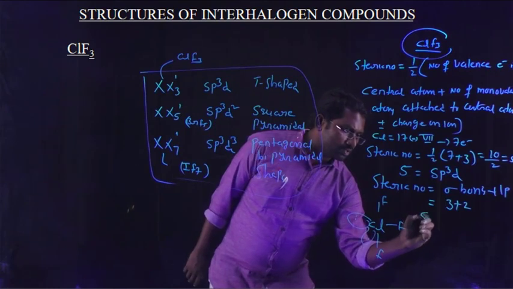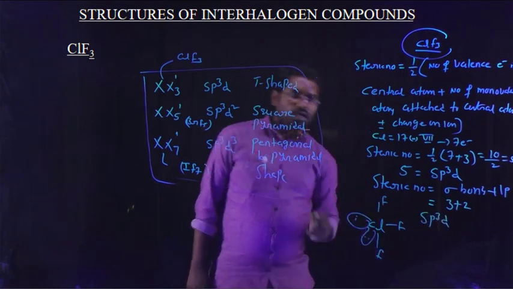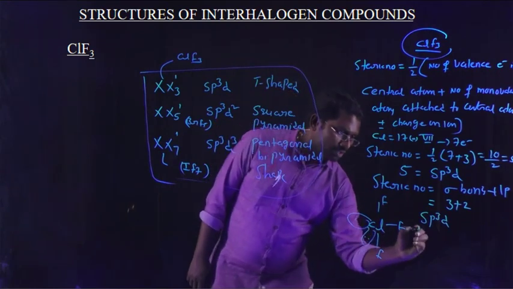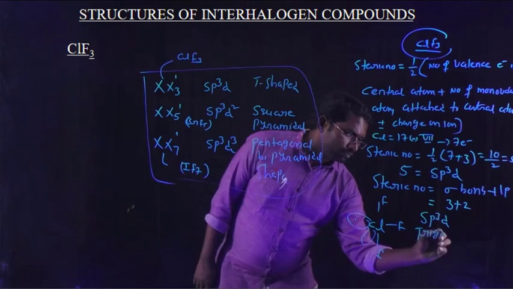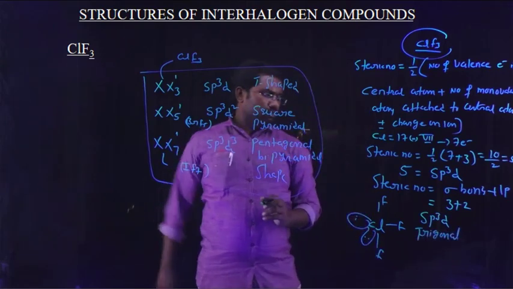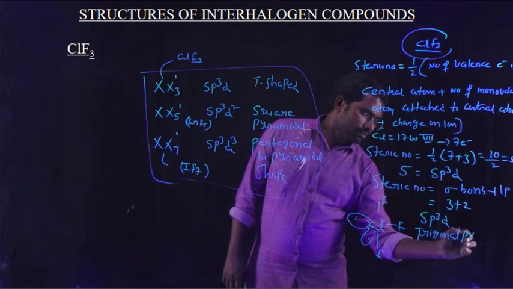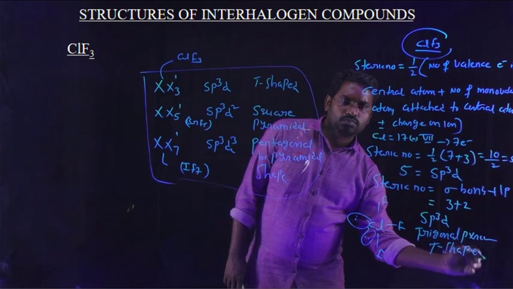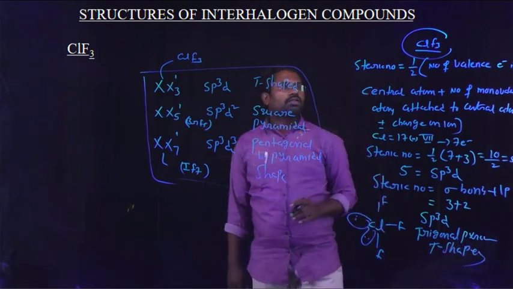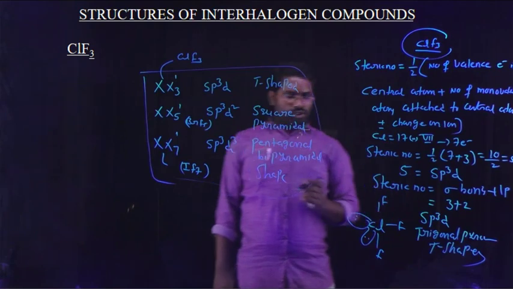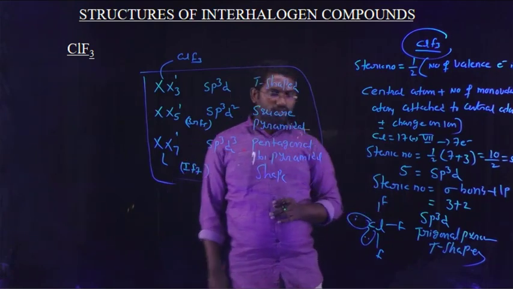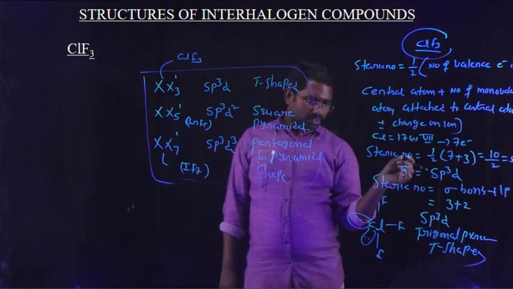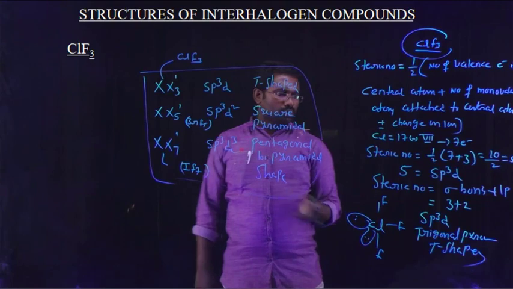So this is sp3d hybridization and a T-shaped structure, based on a trigonal bipyramidal arrangement. So this is about the hybridization and shape of ClF3. sp3d hybridization is the best example for the XX3 type of interhalogen compound: sp3d hybridization and a T-shaped molecule.